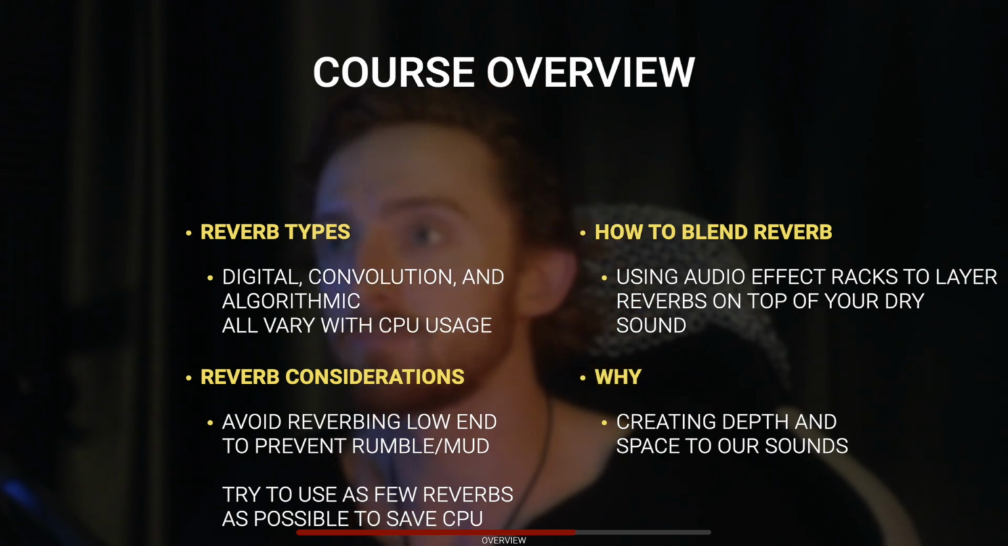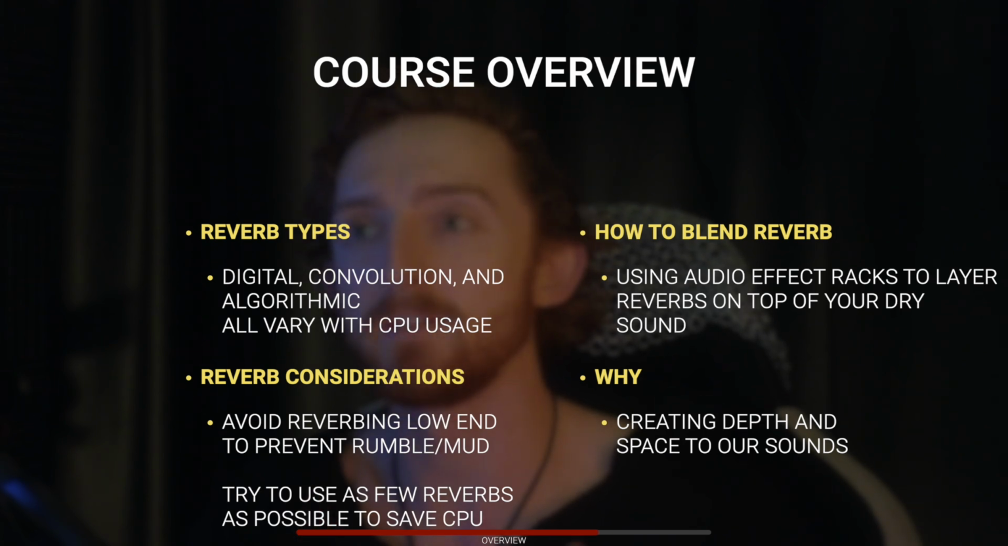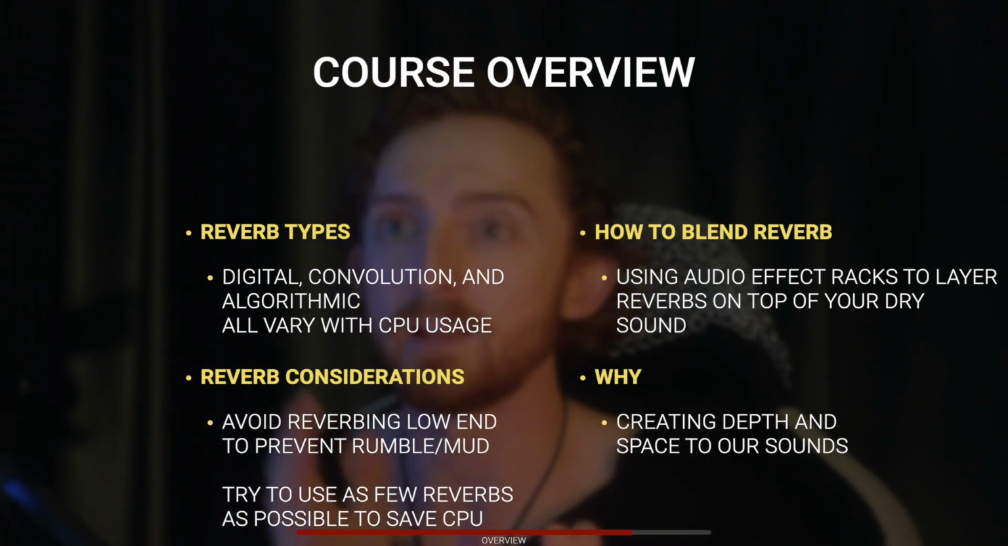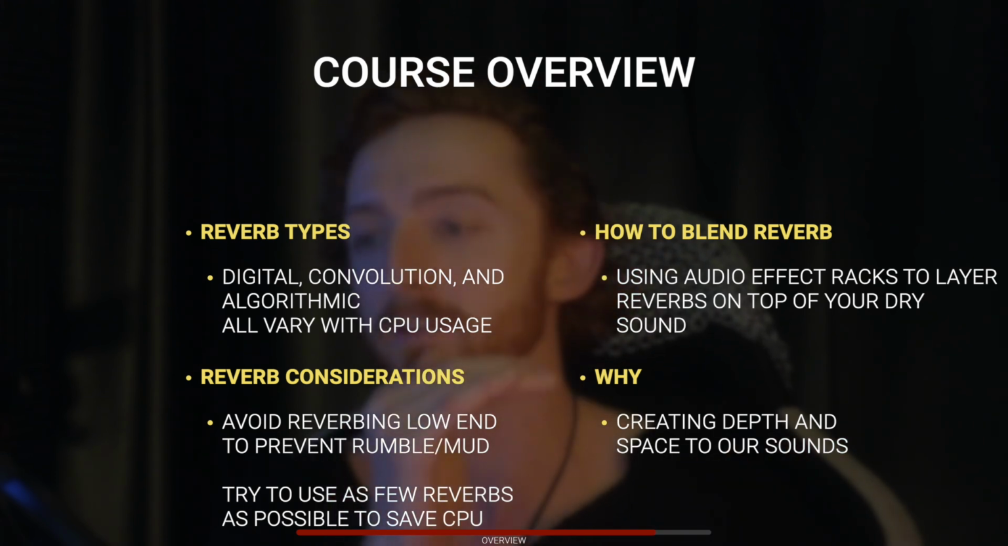Oh yeah, I guess a recap on my preferred method is creating an audio effect rack, having that wet chain have 100% reverb on it, and then you're just low cutting everything after that reverb. So you're only reverbing your mids and highs, and then you just mix it in through volume.